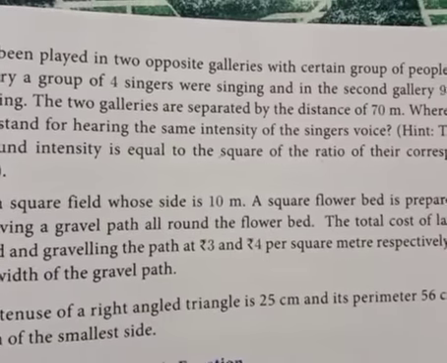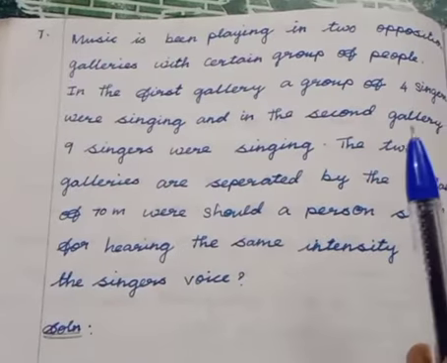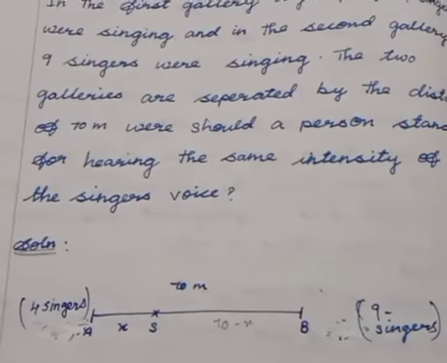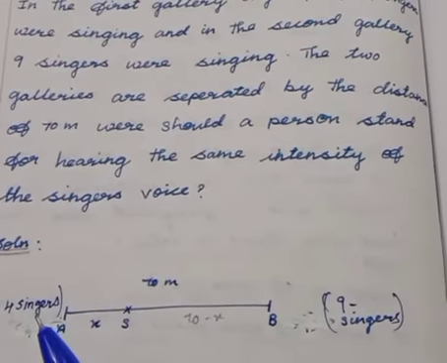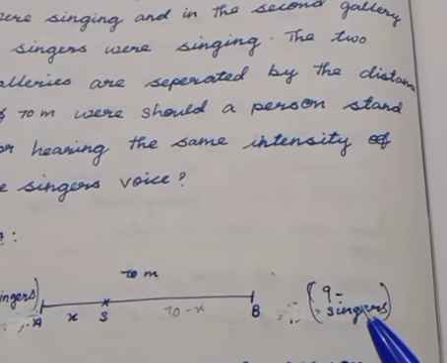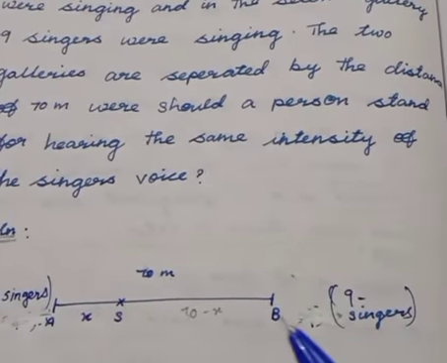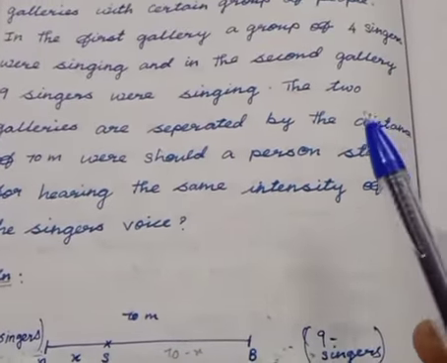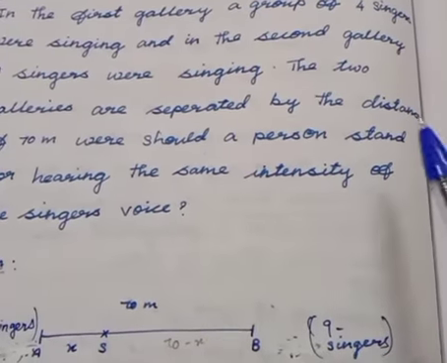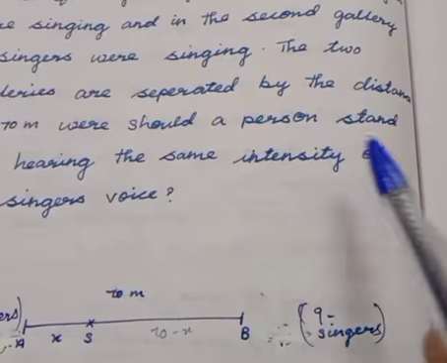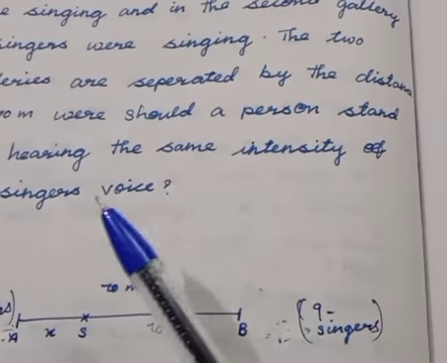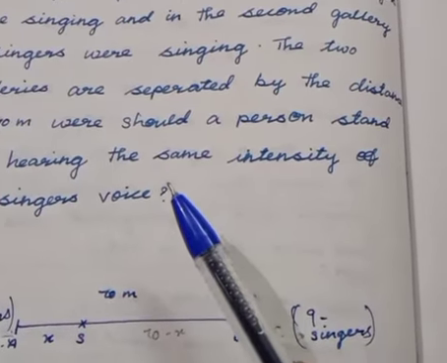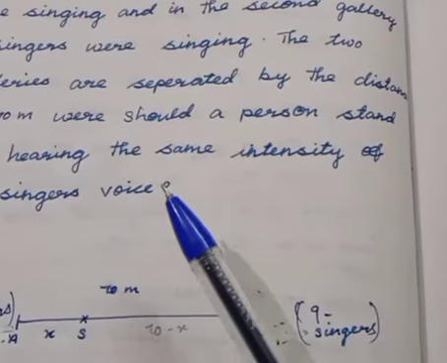Listen students, for this question, two groups of singers are there. The first group has 4 singers, the second group has 9 singers. The distance between these two groups is 70 meters. Where should a person stand for hearing the same intensity of the singers' voice? We want to find the position of the person who has to hear the singers' voice.